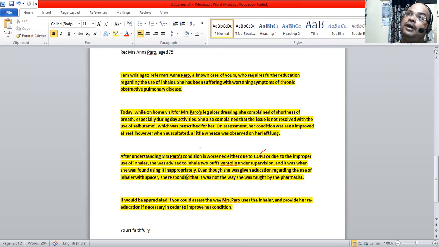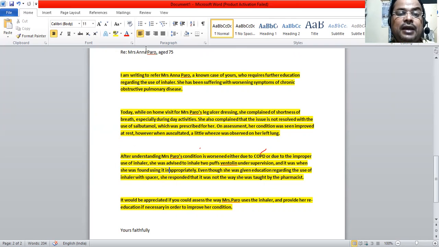So my response as a nurse was that, even though she had been given education regarding the use of the inhaler with spacer, I gave education to this particular lady again. However, she responded that it was not the way she was taught by the pharmacist. So the pharmacist taught her in a different way. This is what she claims. So this is the second situation.